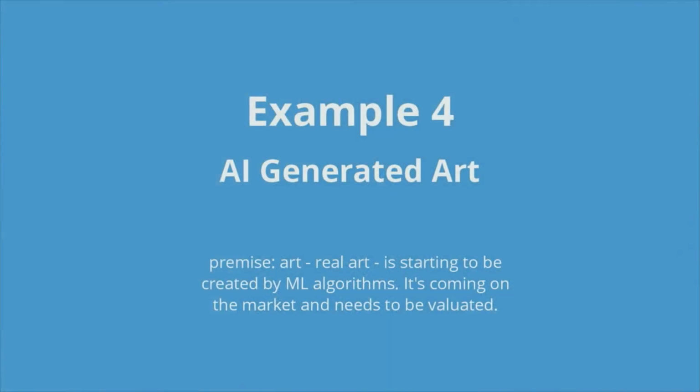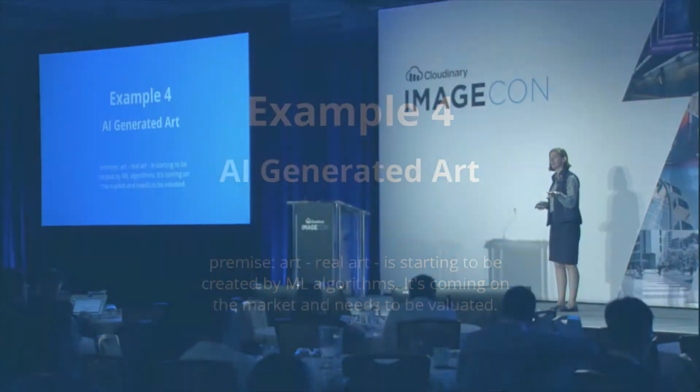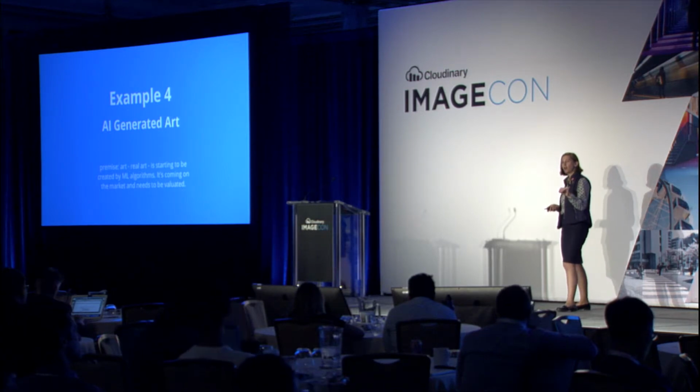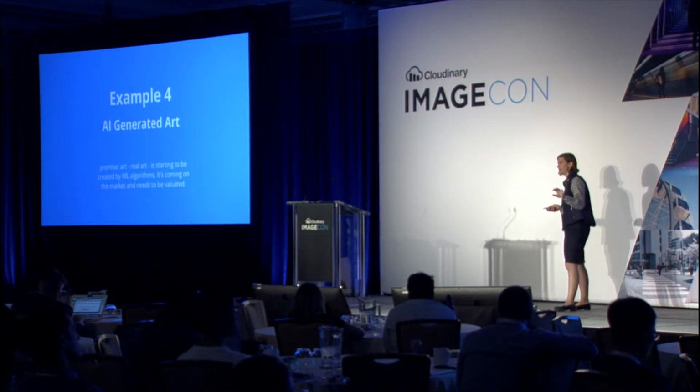This is kind of more light. Example 4, AI-generated art. I'm really interested in how machine learning algorithms can create art, or what people are considering to be art, because it questions the concept of what art is. But for our intents and purposes, you can take a look at how art, considered as real art, is jacking up the art markets. It's really interesting because it's coming on the market and people are looking to evaluate it, figuring out how much it's worth.